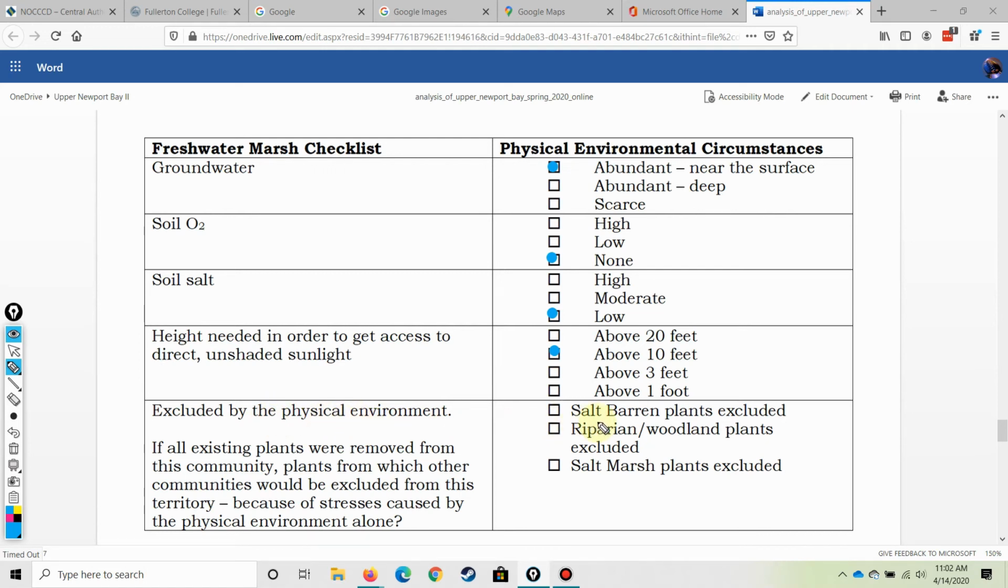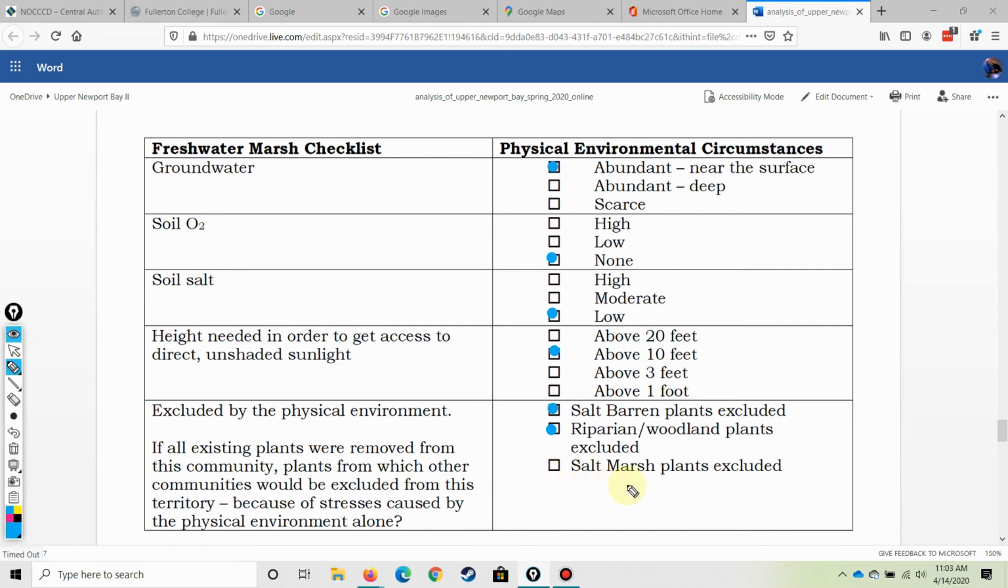So would salt-bearing plants be excluded if we removed all of the sedge grass and cattail grass from the freshwater marsh area and we planted pickleweed and saltgrass? Would they be able to survive there, or would they be excluded? And the answer is salt-bearing plants would be excluded. The main reason is that there's low oxygen content in the soil. Same for riparian plants. They would be excluded because there's no oxygen in the soil.